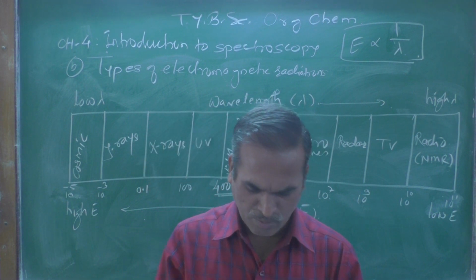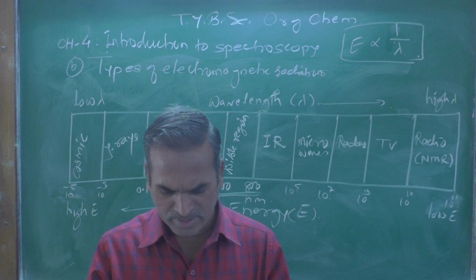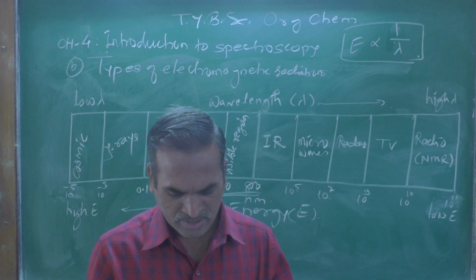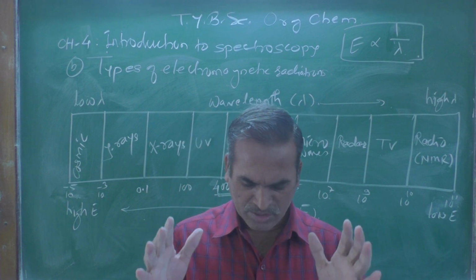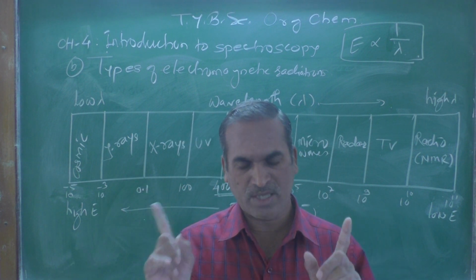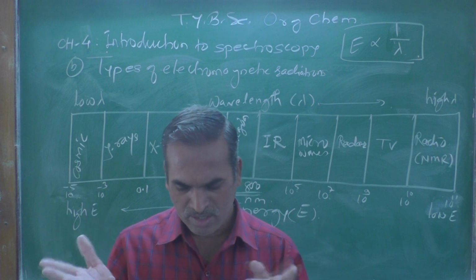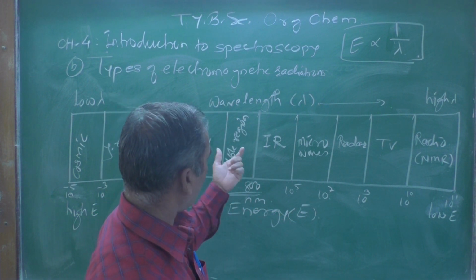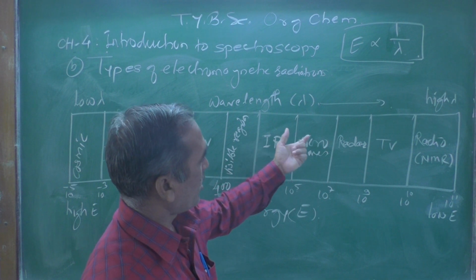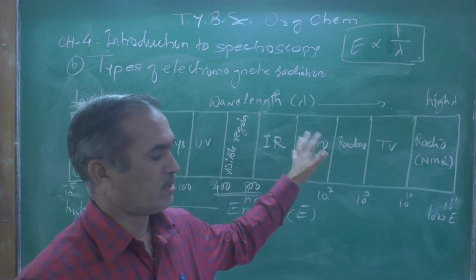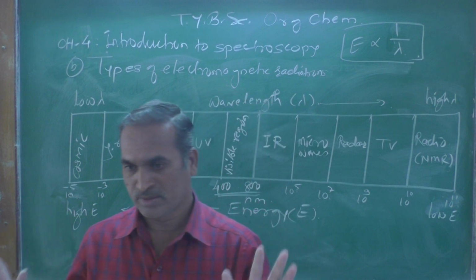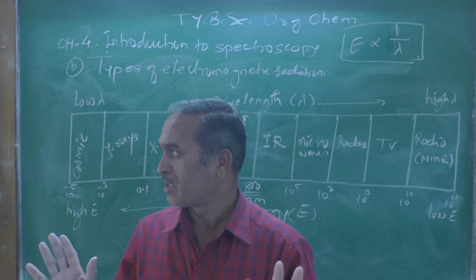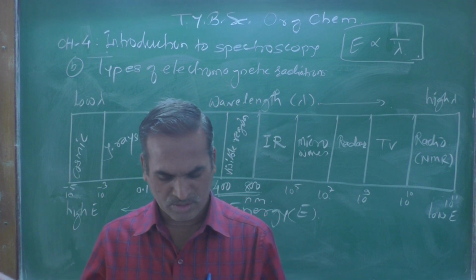In spectroscopic methods, ultraviolet, visible, infrared, microwave and radio waves are generally employed. These are what we are going to study: ultraviolet spectroscopy, visible, IR, microwaves and NMR. The rest of the regions we are not going to consider over here.